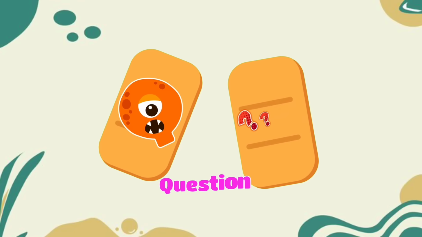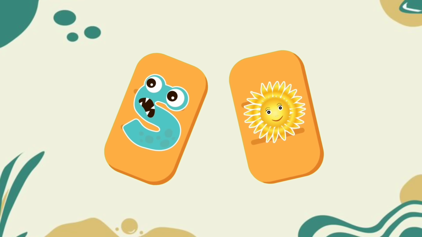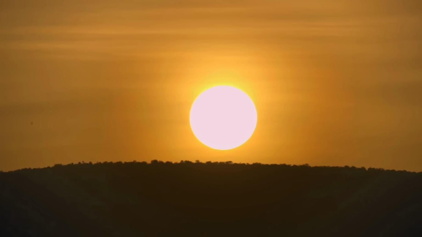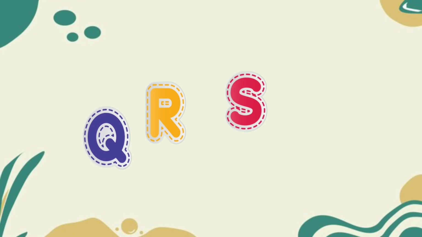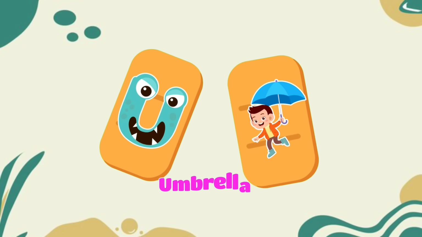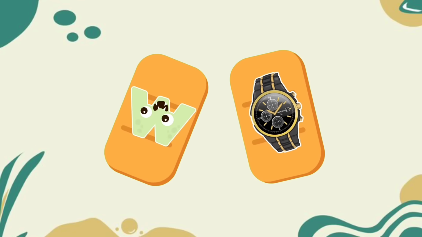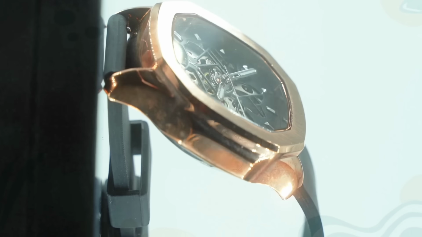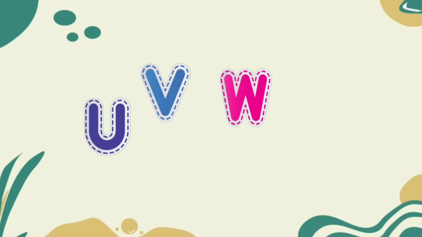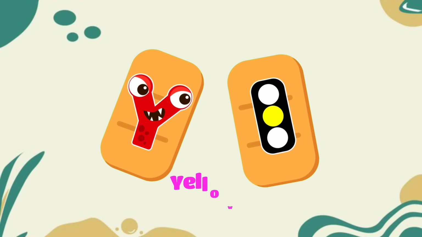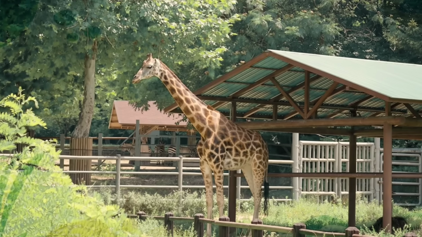Q is for question. R is for ring. S is for sun. T is for ten. U is for umbrella. V is for van. W is for watch. X is for x-ray. Y is for yellow. Z is for zoo.